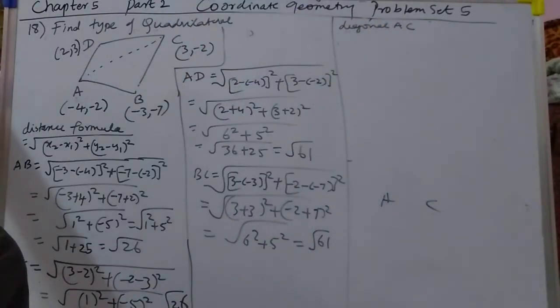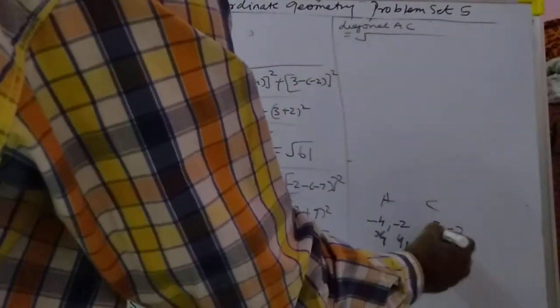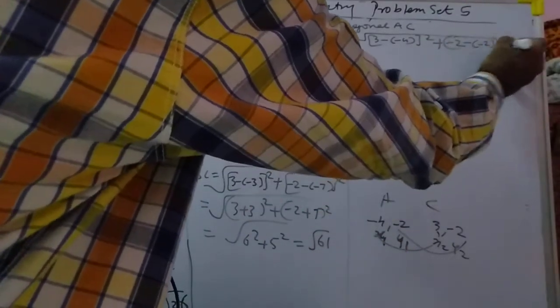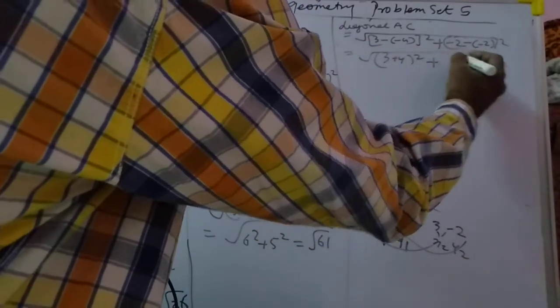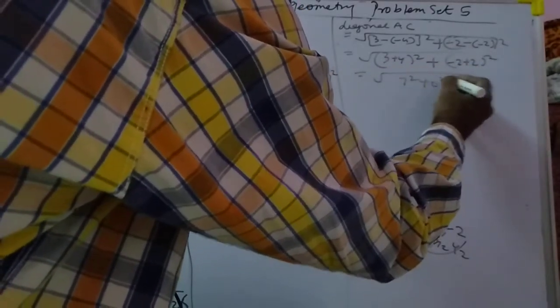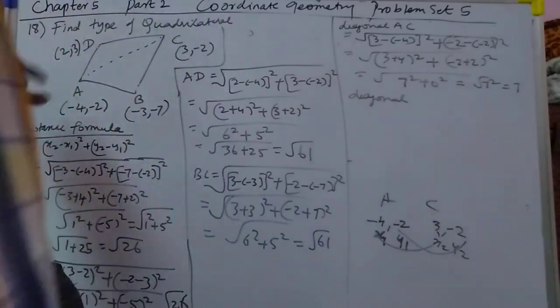Diagonal is, okay, this is the point. Subtract करेंगे इसको भी, so 3 minus of -4 the whole square plus -2 minus of -2 the whole square, so that will become 3 plus 4 the whole square plus -2 plus 2 the whole square, so that will become 7 square plus 0 square, okay. That will go root 7 square, that is equal to root 7. Now let us calculate for diagonal BD, okay.